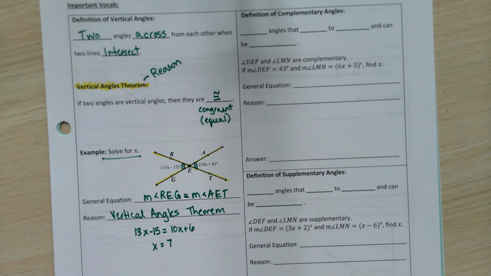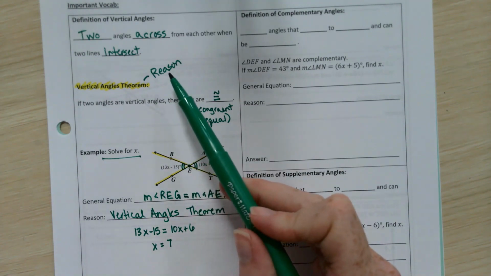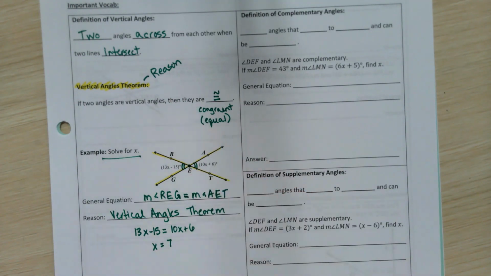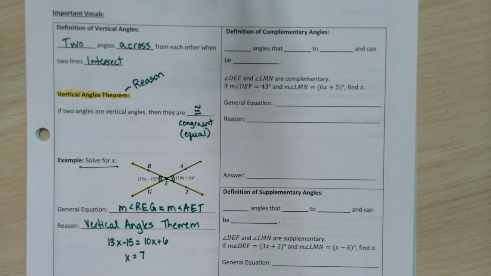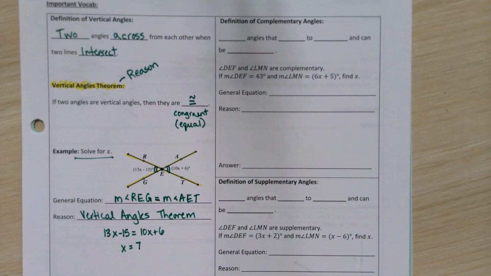Alright, so that is now the fourth reason that we've come across in Standard 2 for solving problems dealing with angles. We have 2 more to go through, and then we'll be done with all 6, and we'll be ready to start reviewing and practicing to get ready for our assessment.